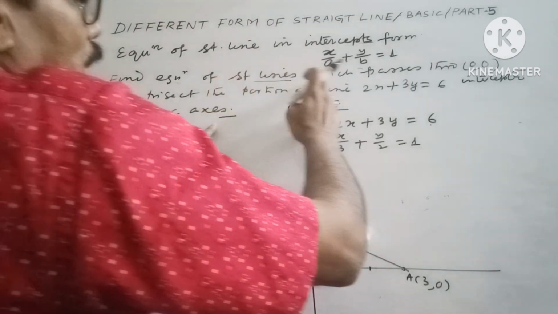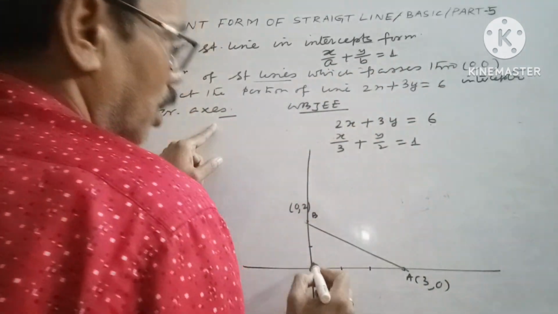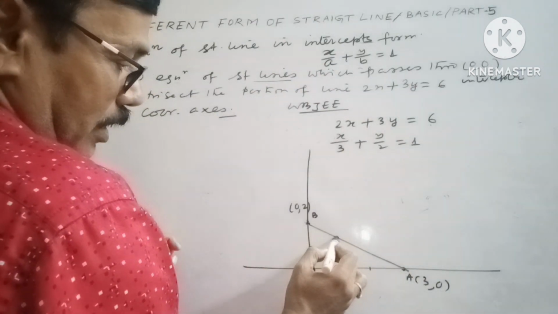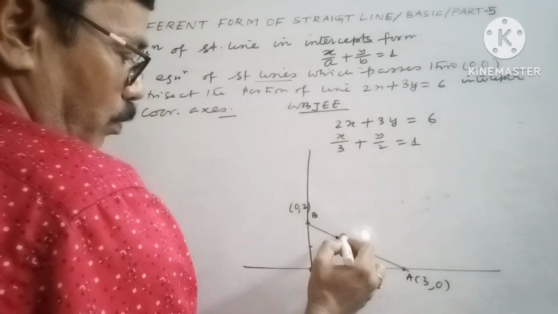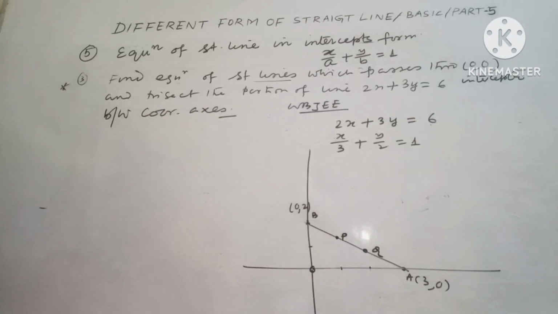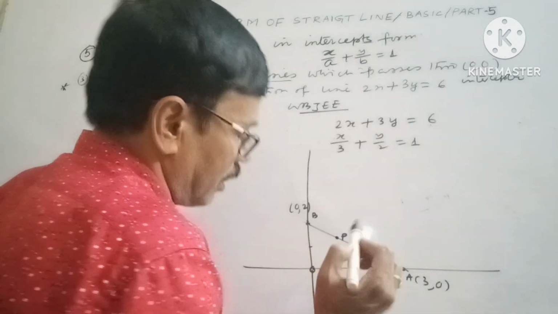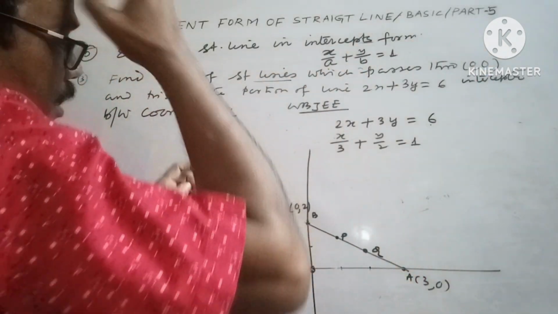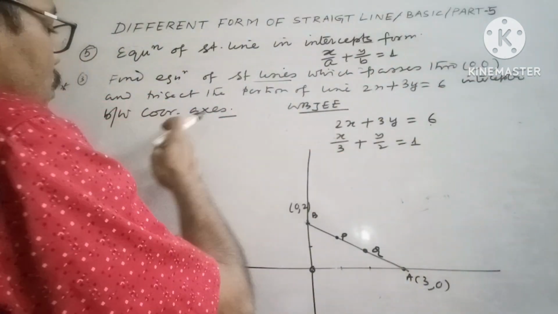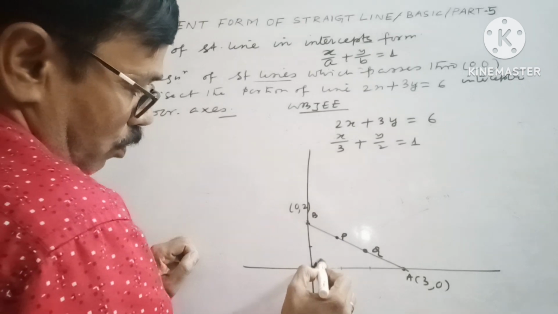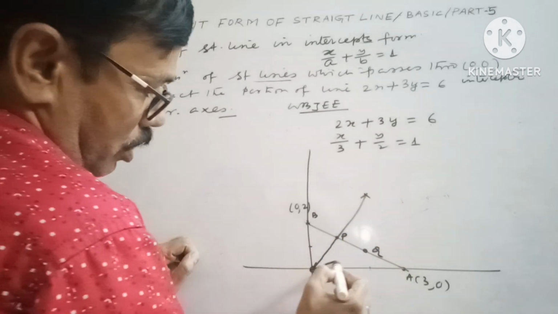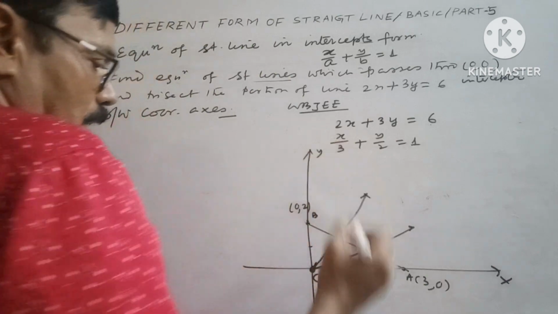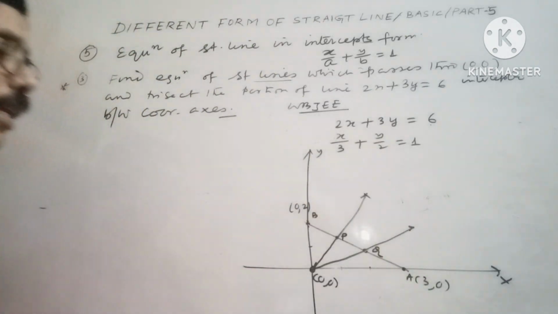Now, find the equation of the line which passes through (0, 0) and trisects the portion of the line. This is the line, and it is trisected, that is, you are getting 2 points. One point is P, another point is Q. So you have to find the equation of OP and the equation of OQ. What is O? O is (0, 0). Your main aim is to find the coordinates of P and Q.